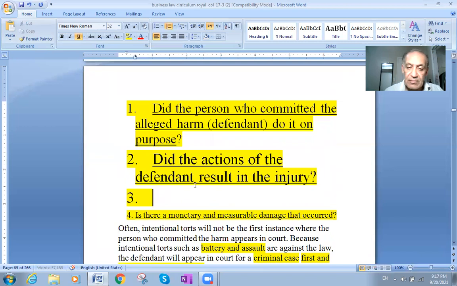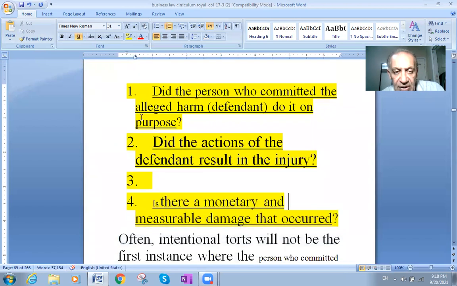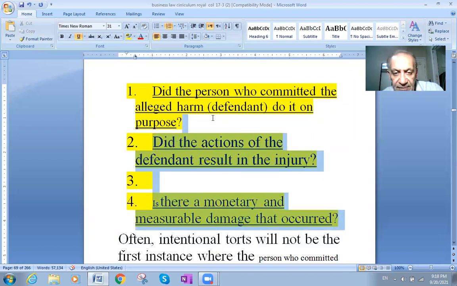Third, is there monetary and measurable damage that occurred? It means there is a tort and there is harm. If any money harm happens, like I lost money or lost something because of this harm, I'm damaged. That's the third point. Those three points are very important to make sure about the tort.